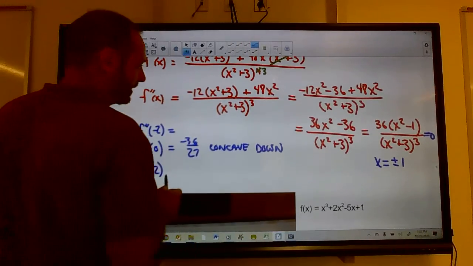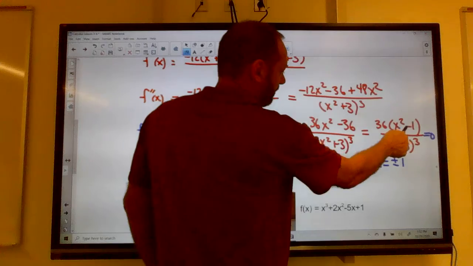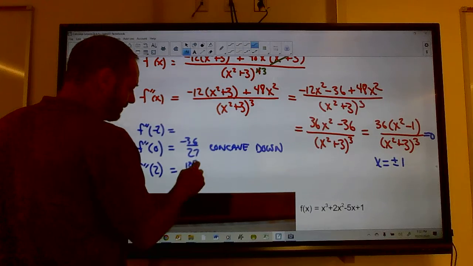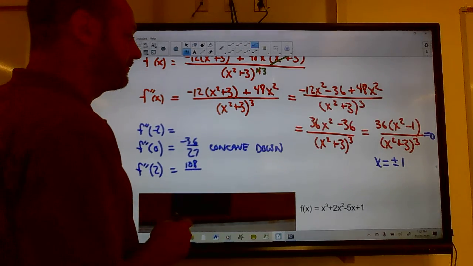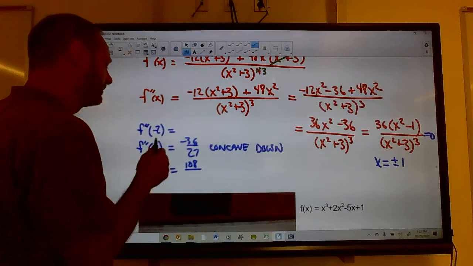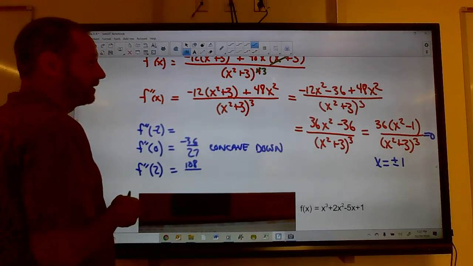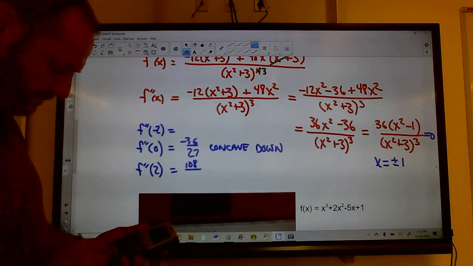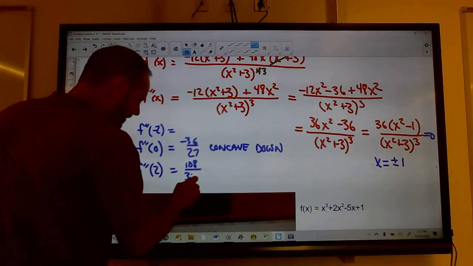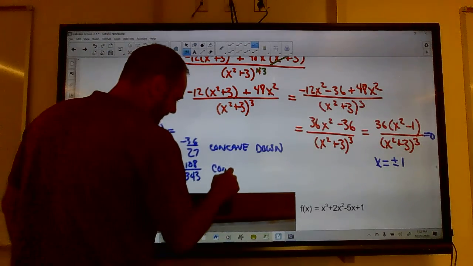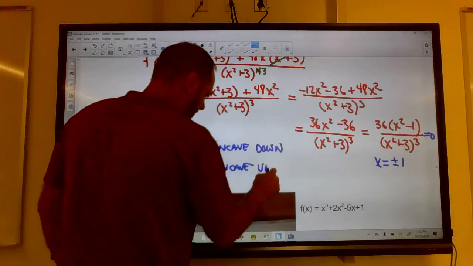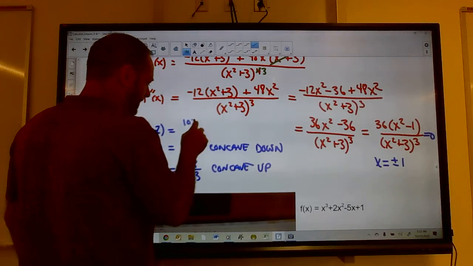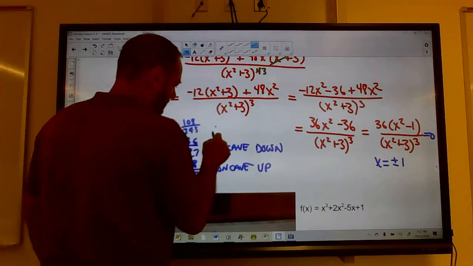Okay, and then if I plug in 2, 2 squared is 4, minus 3, or 1, times 3, that's going to be 108 on the top. And it's going to be 4 times 7 cubed, which is a positive number. 49, I don't know what 7 cubed is, 343 or something. So it doesn't really matter what it is. It's positive, so it's concave up. And the same thing is going to be true here because you're going to square the negative 2 in both cases, so it's going to be the same answer. So it's going to be concave up.